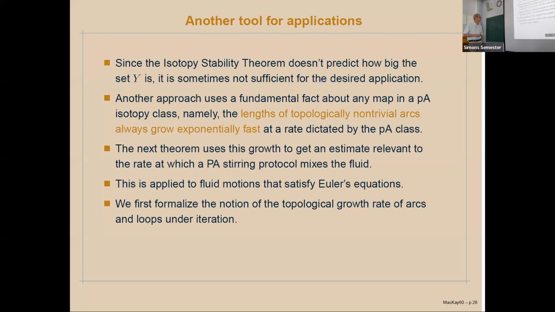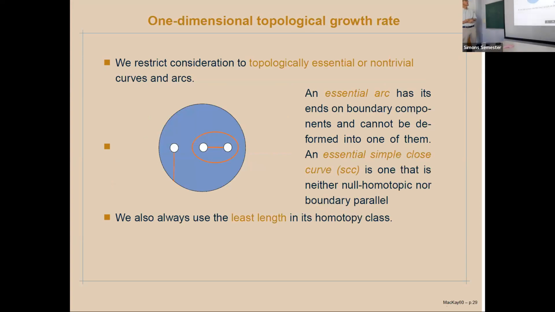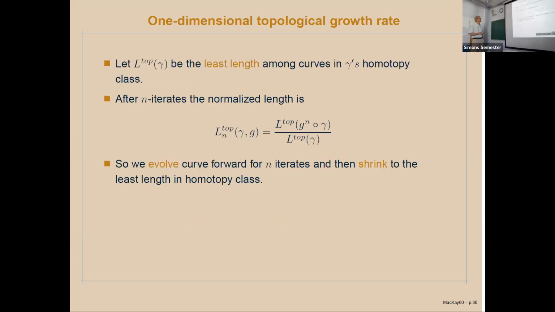All right, so first let me tell you what the growth rate of curves is. So this is a standard notion. First we're only going to think about what are called topologically essential or non-trivial curves. So that means it looks like this or looks like this. And what it's not is null-homotopic or boundary parallel, right? So we really look at curves or loops which see the topology. And we're going to always take the least length in the homotopy class. So you can use a Riemannian metric if you like for that.